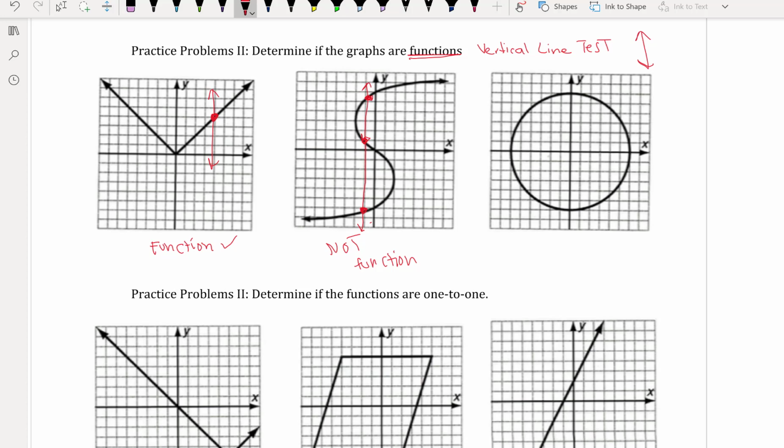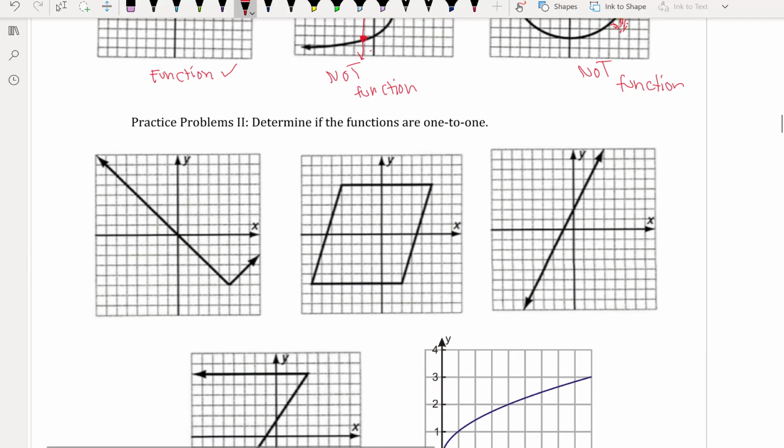And if I did my circle, same thing. If I draw a vertical line, sorry, my vertical line is a little messy there. I see that it passes it, maybe I'll highlight it, here and here. So therefore that is not a function. Not something that we can say passes the vertical line test.